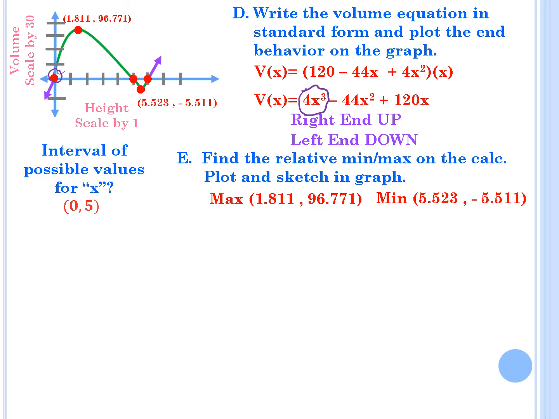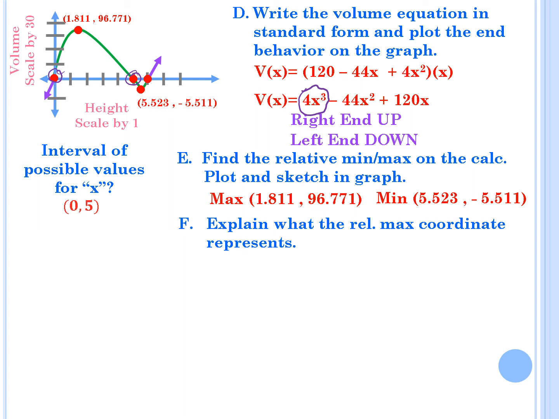And if I plug 5 into that volume equation, I'm going to get a volume of 0. So I can't have a volume of 0, because that means the box doesn't exist. So that's why we use parentheses, because it's every value that's bigger than 0 but less than 5. So it's 0 to 5.